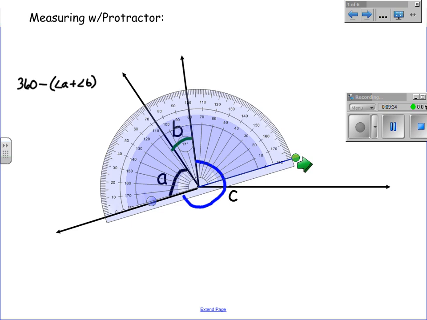What are you measuring first? Oh, so what part of it? You can't.